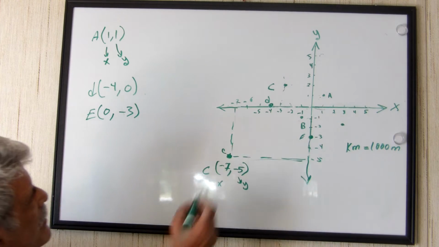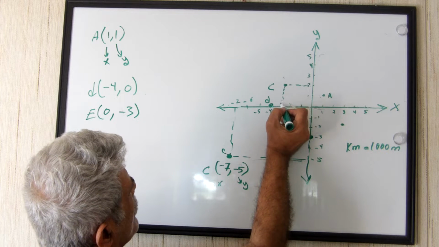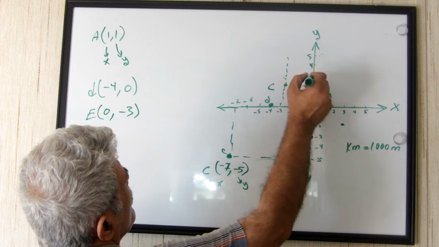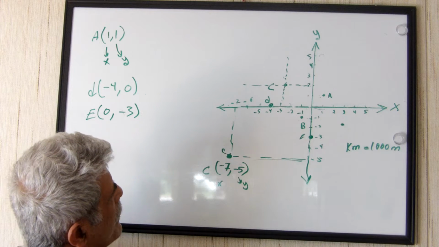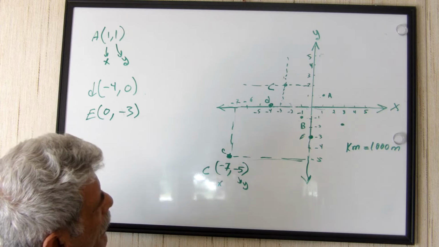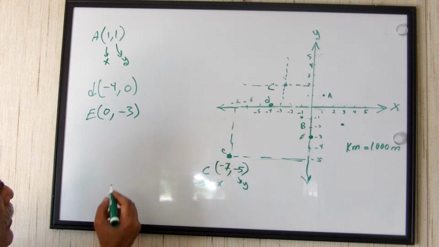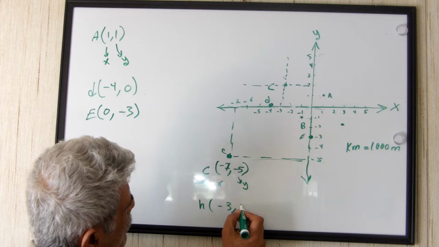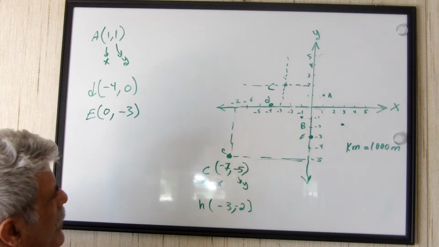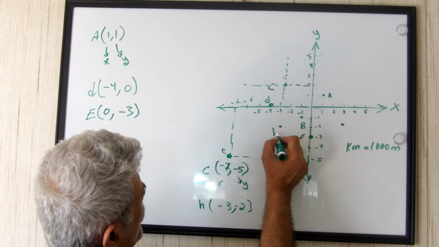Okay, I give you another example. They have to show you where they want you to locate a point or draw a point. If they say, I want to draw a point like this, -3, -2, what is the x? -3, and this is -2. It's going to be somewhere like that. Okay, this is the point H.